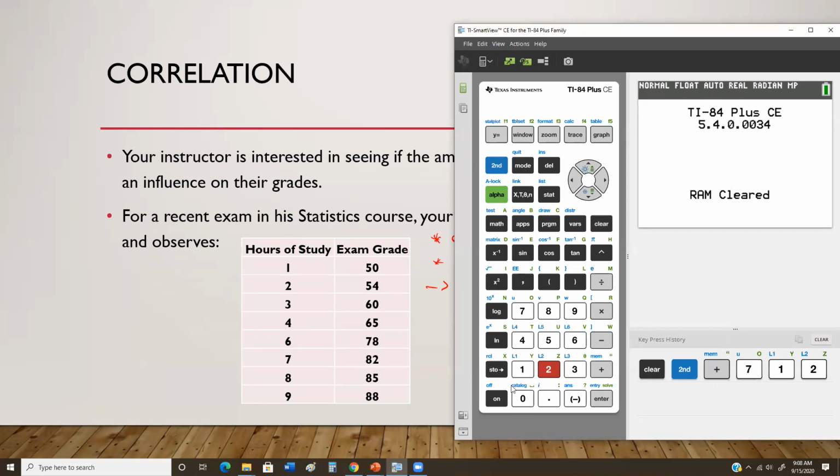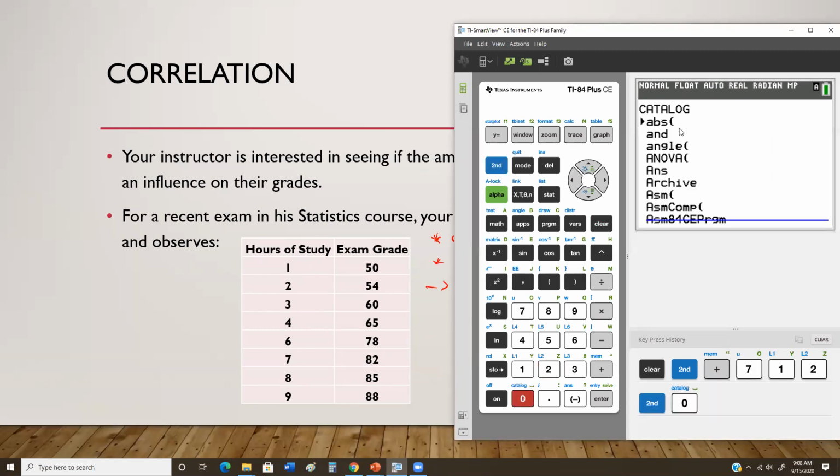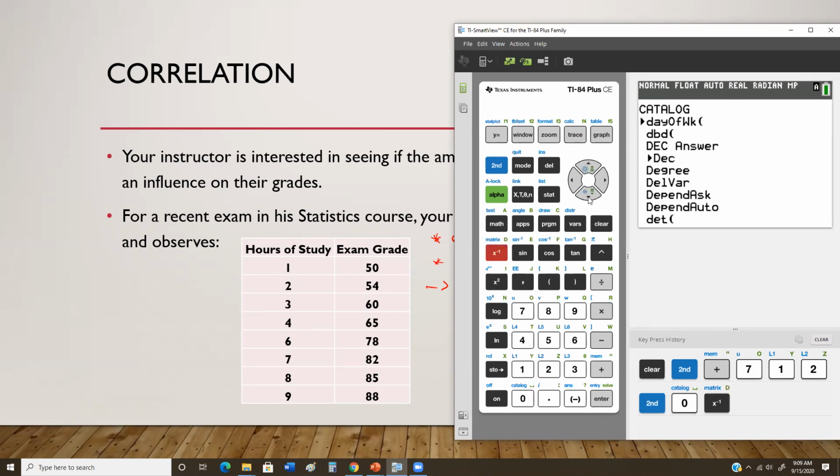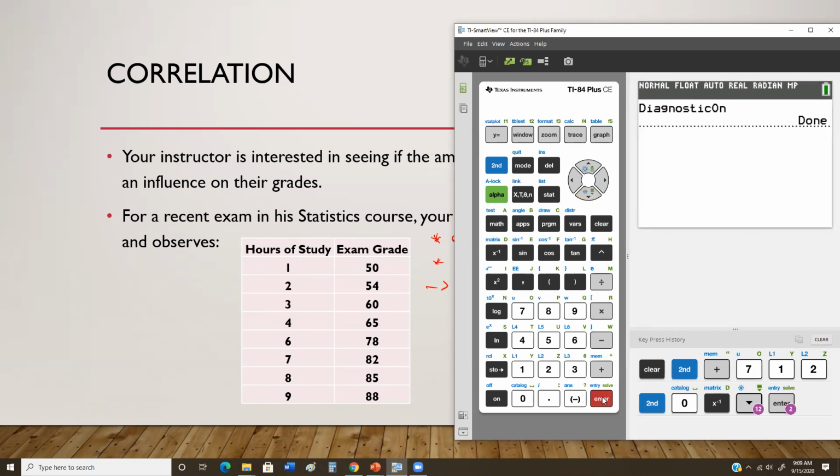So to do that, you're going to go to the catalog button. And you see all these crazy options. So you can either scroll down till you find D, or you can hit this button right here, the X inverse button. You see how it says D right there? I'm going to scroll down. I want my diagnostics on. Okay. All right. Now, as long as your diagnostics are on, do not ever turn them off. There's no reason to ever turn them off.